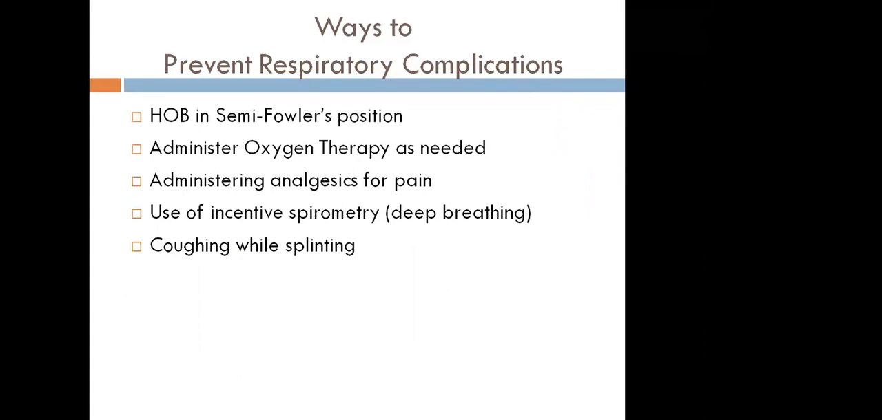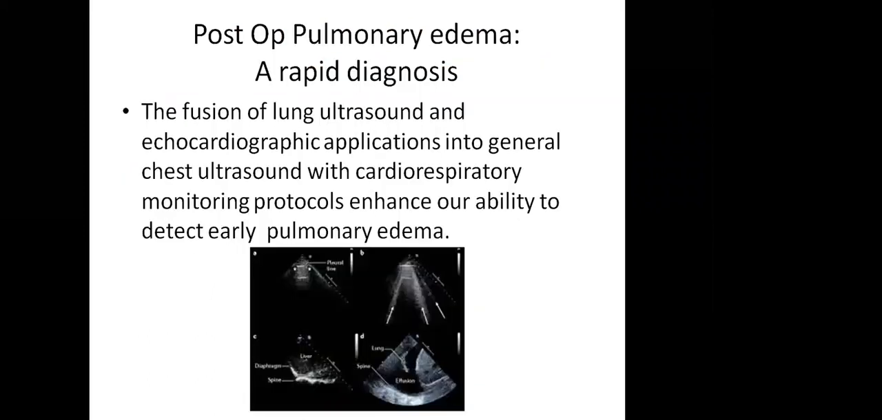How to prevent these respiratory complications? Keep the head end of the bed in semi-Fowler position. Oxygen therapy, analgesia, incentive spirometry, deep breathing exercise, coughing while splinting, that we have taught in the pre-anesthetic phase. Postoperative pulmonary edema can be detected early nowadays with lung ultrasound.